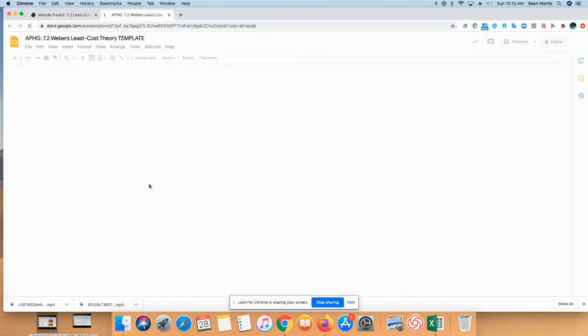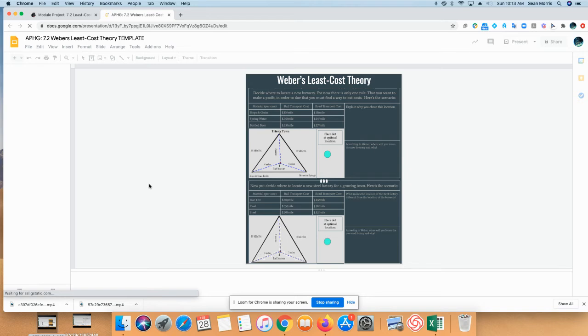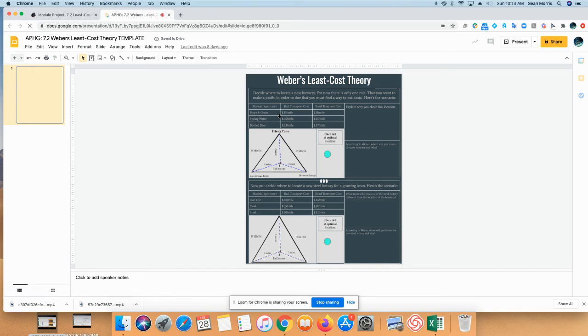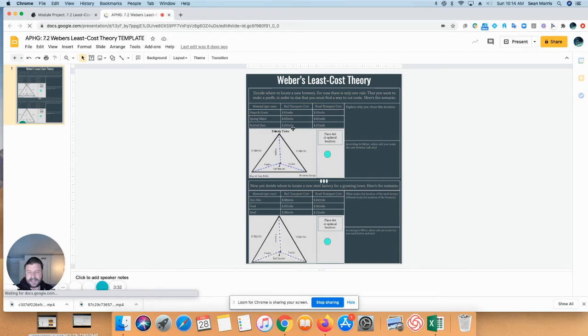All right, so now you're going to apply these ideas. You're given some data. I wouldn't get super caught up in the data, because again, I'm not looking for an exact location, and don't get crazy with that either. I'm looking for a general understanding. You're showing me you understand where you would place an industry based on whether it's bulk gaining or bulk reducing.